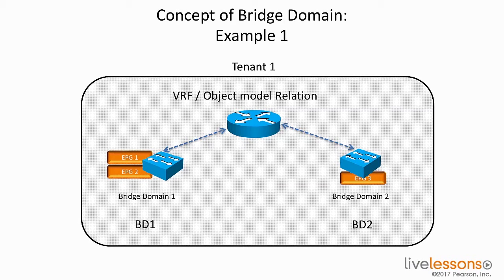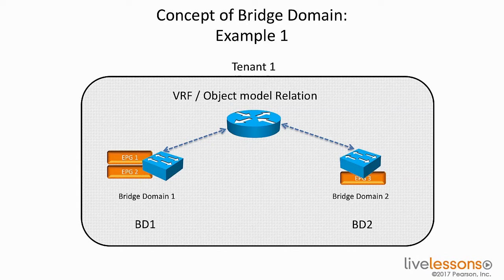In this case, I have two different bridge domains with three different groups. Two of the groups are associated with bridge domain 1, which means that those two groups will be allowed to use any of the default gateways that are listed under bridge domain 1, whereas EPG3, or the third group, will only be allowed to use the default gateway underneath bridge domain 2.